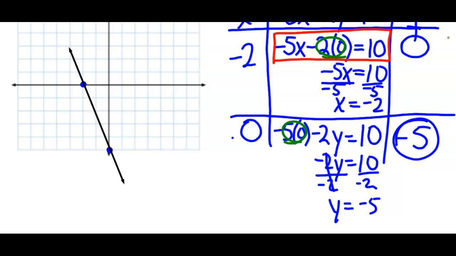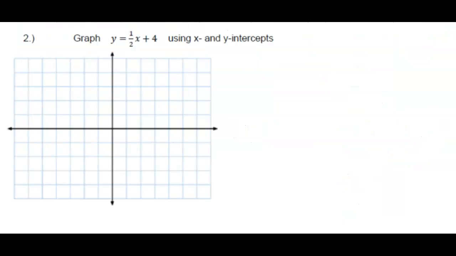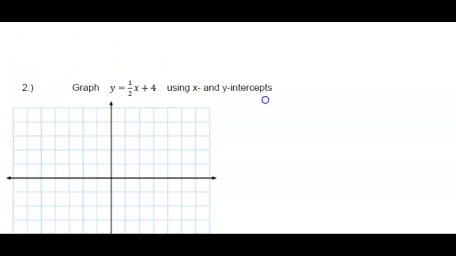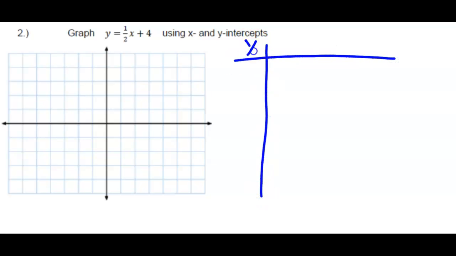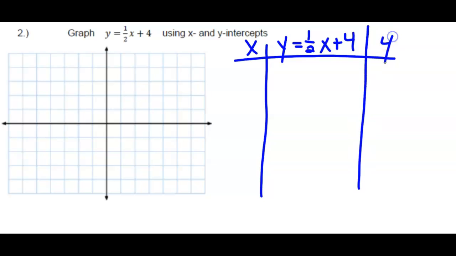Okay, let's do another one. Next equation. Why does it keep doing that? All right, apparently I was still on the line. Sorry. Okay. My x, my y: y equals 1/2 x plus 4, and my y. So that looks like a 4.